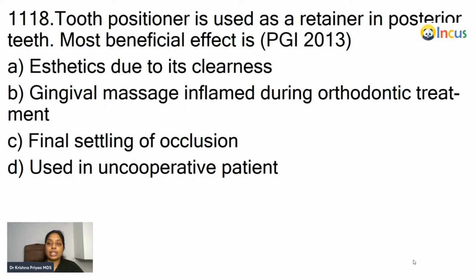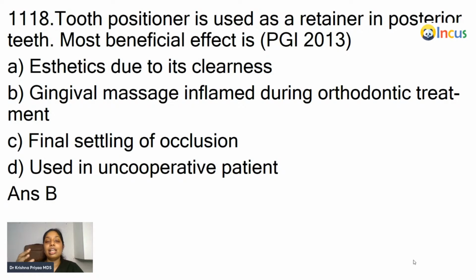Tooth positioner is used as a retainer in the posterior teeth. Most beneficial effect is, we've seen an image of tooth positioner. So aesthetic due to its clearness, gingival massage inflamed during orthodontic treatment, final setting of occlusion, used in uncooperative patient. So basically, tooth positioner doesn't provide any pain to the patient on wearing. It is made up of a very flexible material with which it will provide minor corrections or minor movements in the final position of the tooth after an orthodontic treatment.